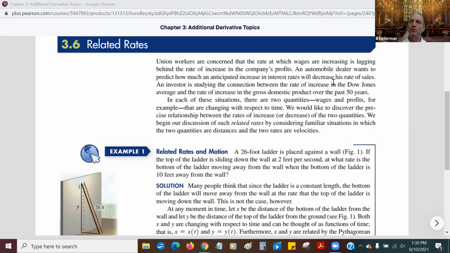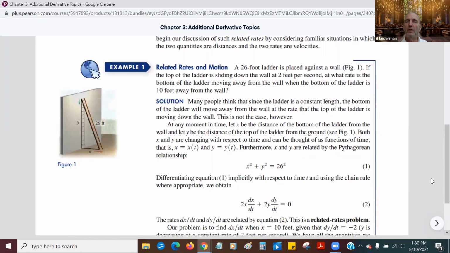These are problems where you're looking at... well, let's just jump in. You'll see, I'll explain as we go. So here, let's look at the first problem. A 26-foot ladder is placed against a wall. You see it right here. If the top of the ladder is sliding down the wall at 2 feet per second, at what rate is the bottom of the ladder moving away from the wall when the bottom of the ladder is 10 feet away from the wall?